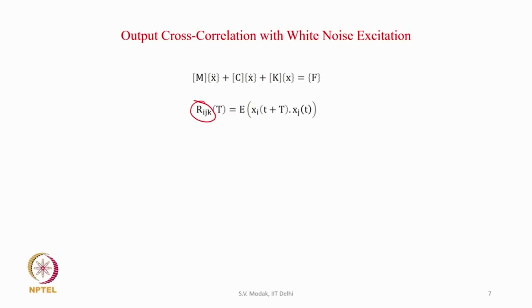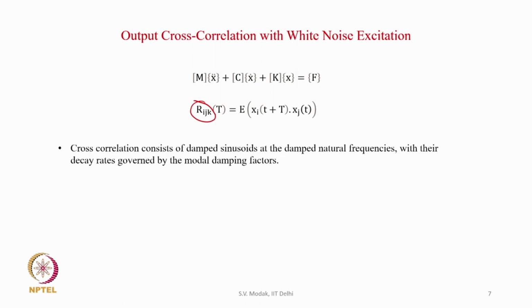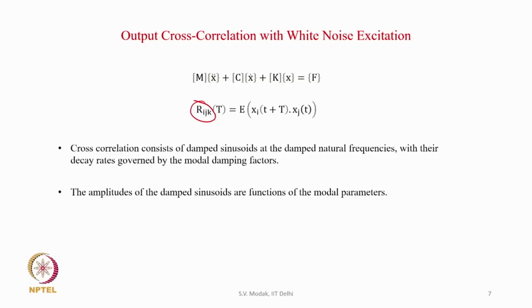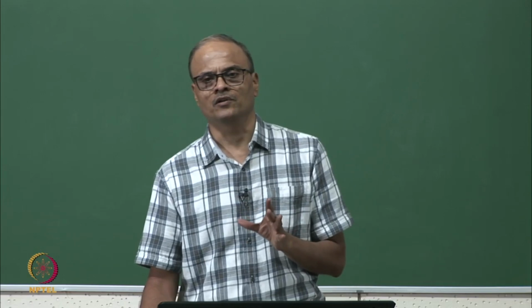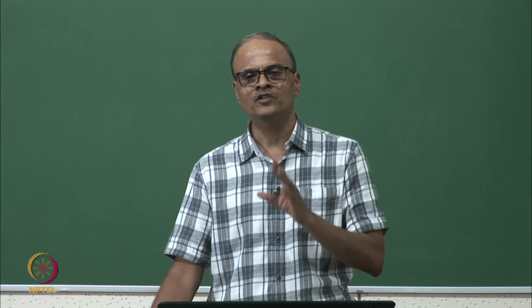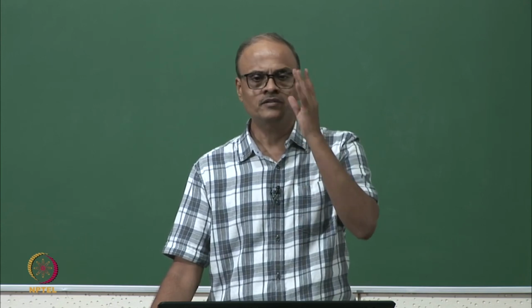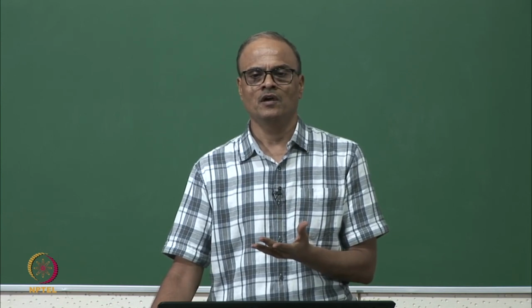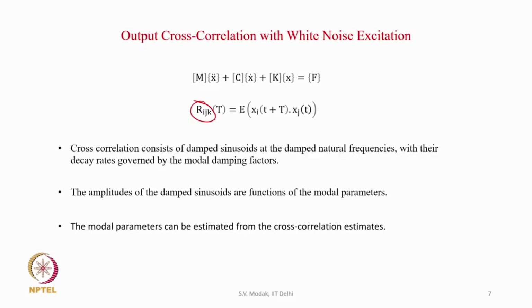Let us see what the characteristics of this cross correlation due to white noise excitation are. We see that the cross correlation consists of damped sinusoids at the damped natural frequencies, with their decay rates governed by the modal damping factors. Another observation is that the amplitudes of the damped sinusoids are functions of the modal parameters. This shows that the cross correlation of the output responses, when white noise excitation acts on the system, contains information about all the modes which are in the bandwidth of the excitation and in the measurement frequency range.